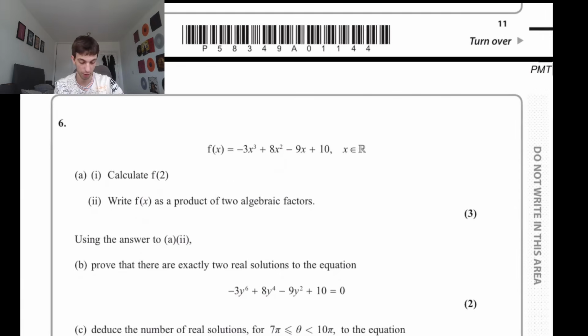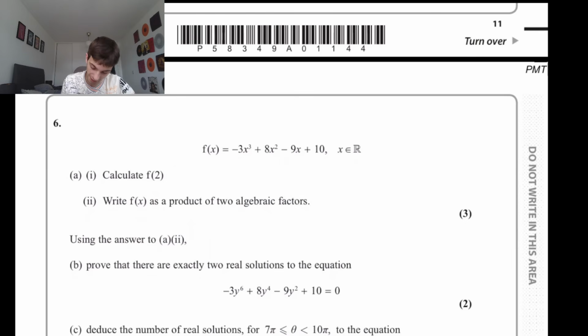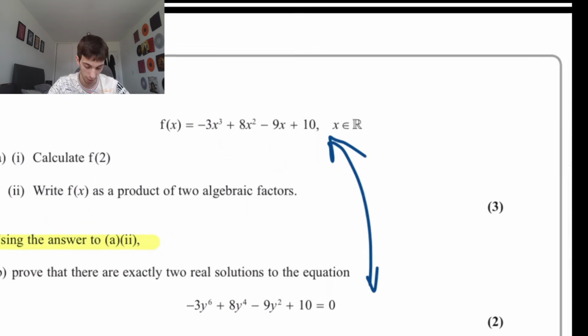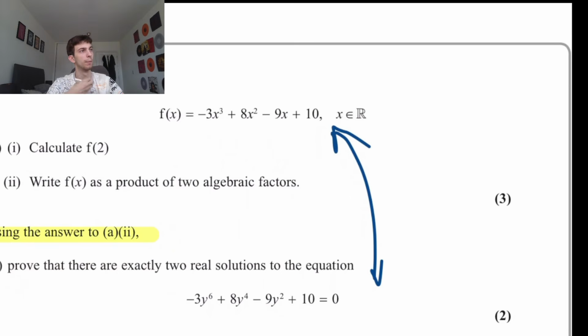What do we have for part B? Using the answer to part A, which is very important information, we have to prove there are exactly two real solutions to the equation minus 3y to the 6 plus 8y to the 4 minus 9y squared plus 10 equals 0. This looks very similar to what we had in part A. They want us to use the answer to part A eventually as well. So whenever we have these kinds of questions, try to compare it to what you had earlier in the question and see what you have to do.